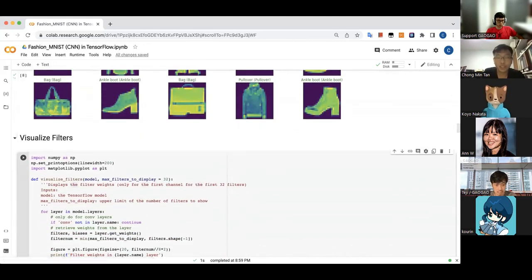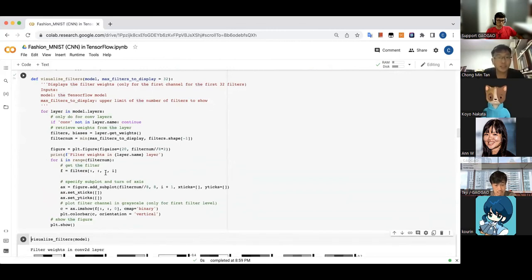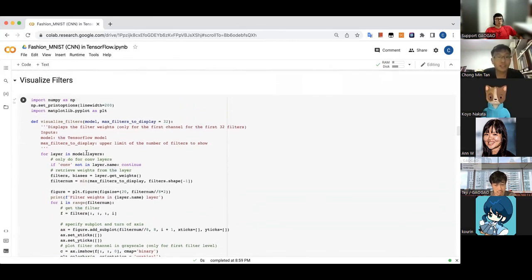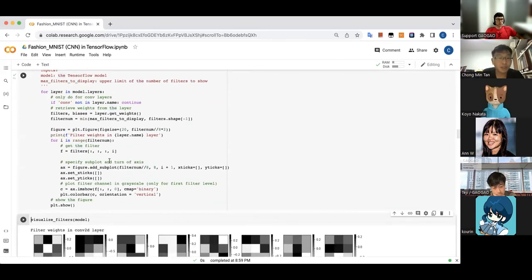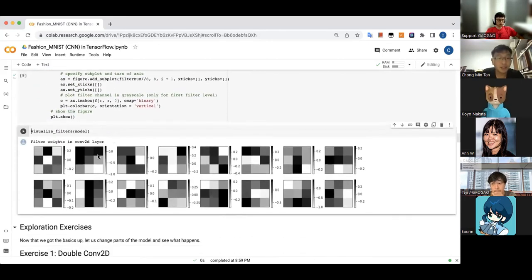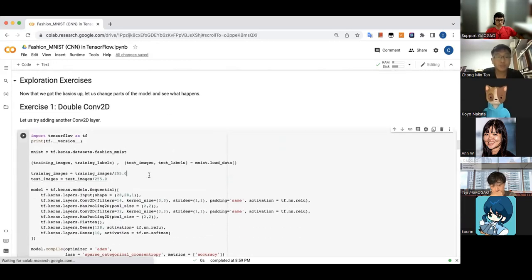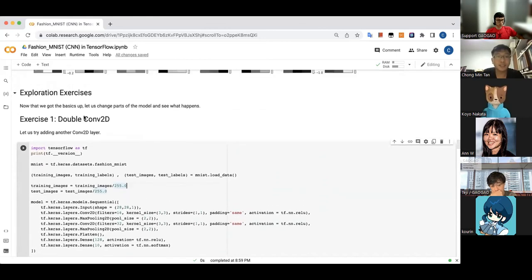So we can also visualize the filters. Again, this is basically just looking through the layers. We just predict only the number of filters, like in this case, in the first layer of filters. This is exactly something like what we showed in the slides earlier, like how they predict the different edges in this filter. So yeah, you can run these exercises and see what will happen.